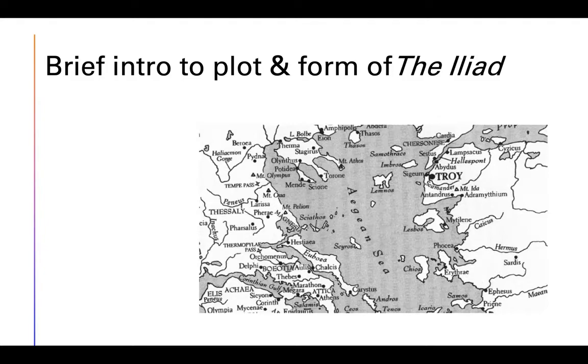So the plot and the form of the Iliad. We're kind of talking about a conflict. The Iliad, again, is the story of the fall of Ilium. Ilium is another word for Troy. So the Iliad is a story of the fall of this city and civilization, Troy, and the sort of heroic men and women who lived there.